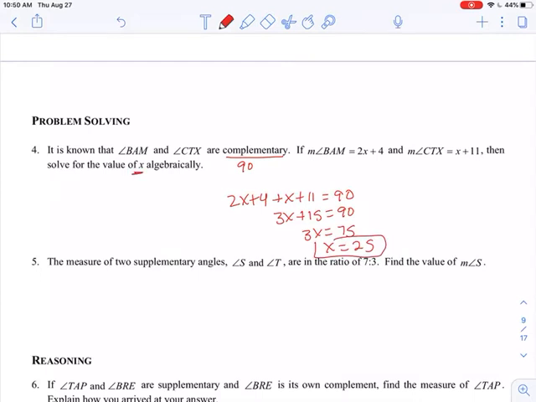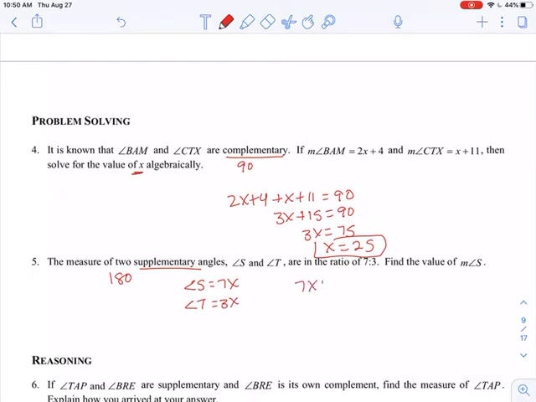And that's all I needed because they just wanted me to find x. 5, I have 2 supplementary angles. So supplementary angles add up to 180. They're in the ratio of 7 to 3. So I'm going to call angle S 7x. And I'm going to call angle T 3x.